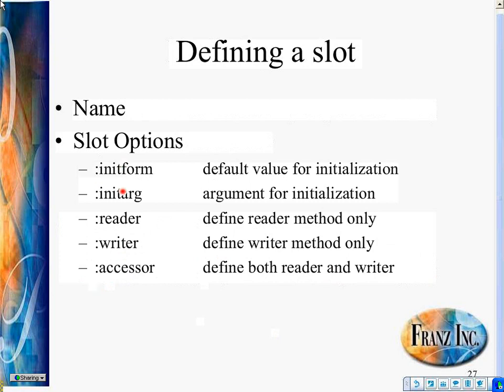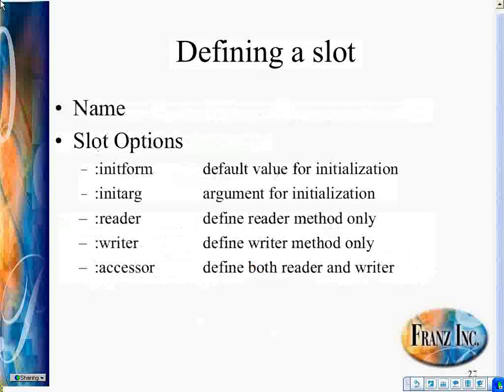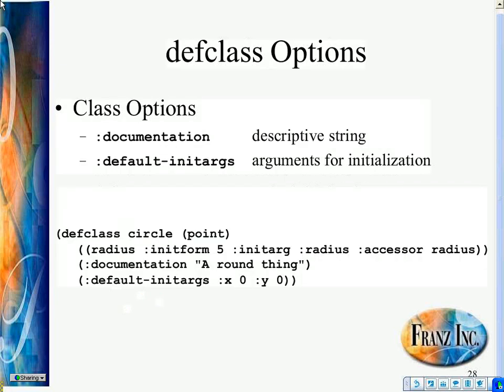So here are all the choices. You can have the init form, which gives a default value. We didn't have one here, so these things start out with probably no value. They have an init arg, which is the argument you can use in the call to make-instance. They have a reader, which is a function which can only access the value but can't set it. They have a writer, which is a function which can only set the value but can't access it, used with setf. And then you have the more common accessor, which you use instead of a reader or writer, and it can both read and write. It can both access the value and set the value.